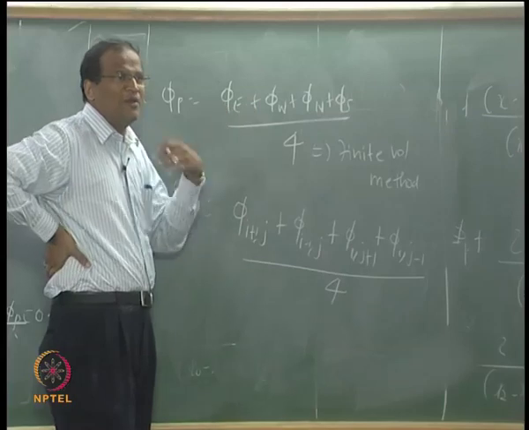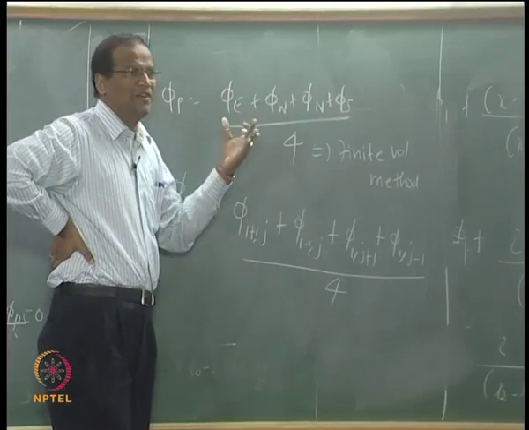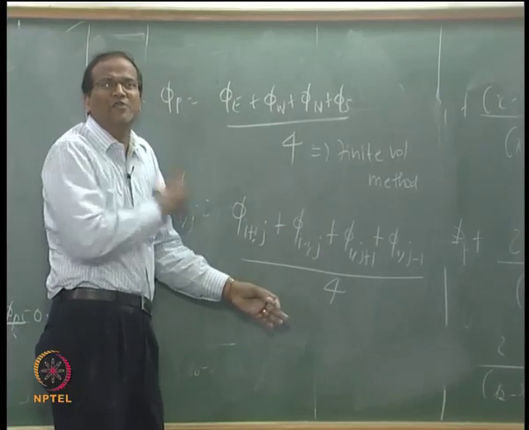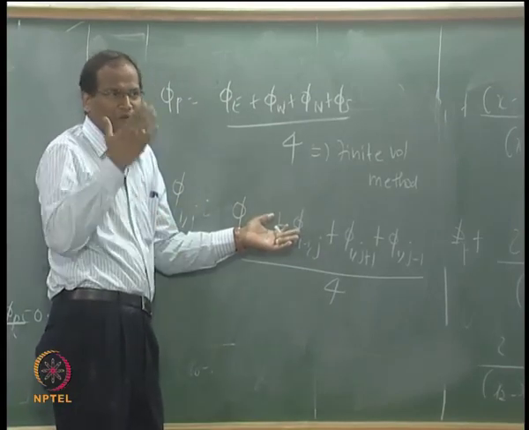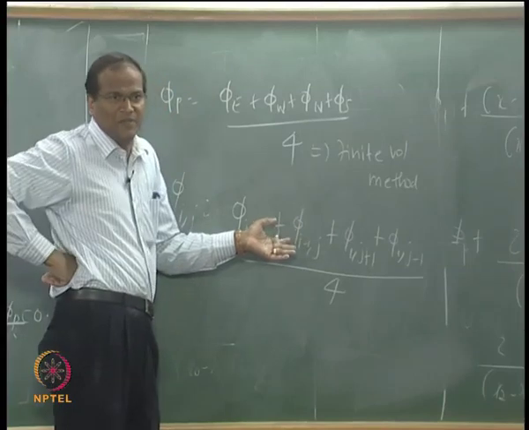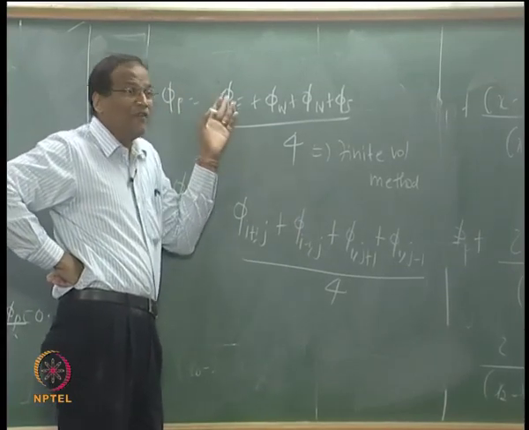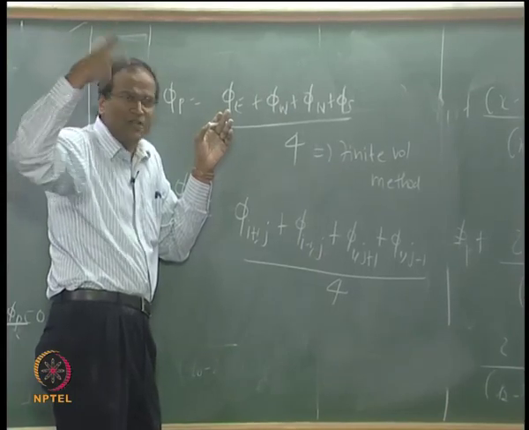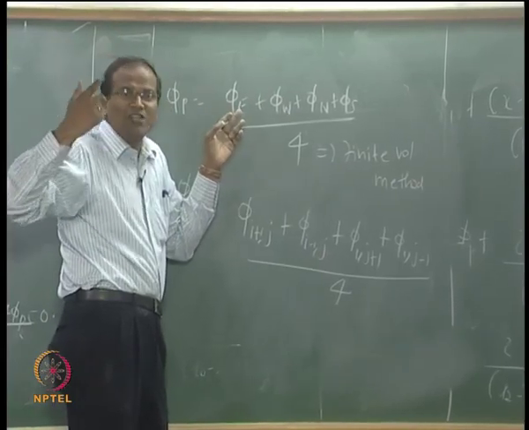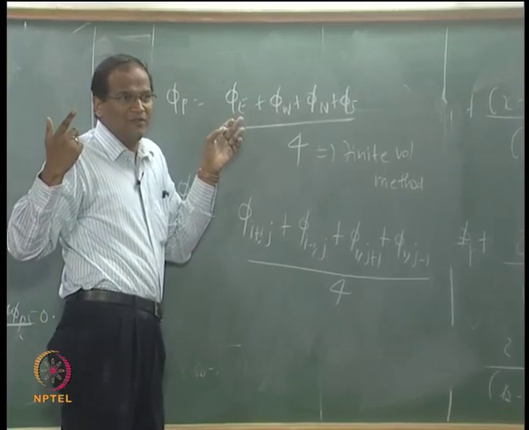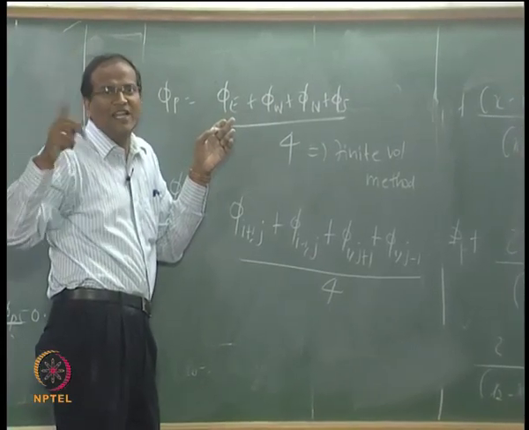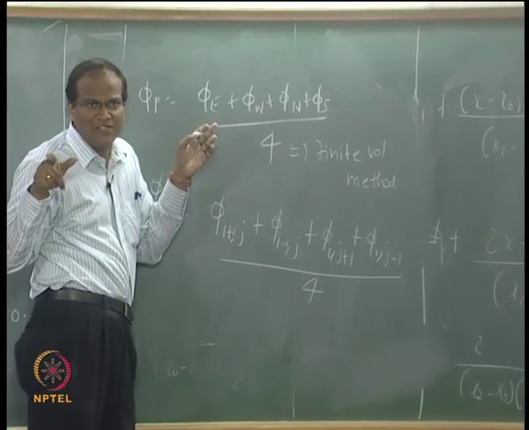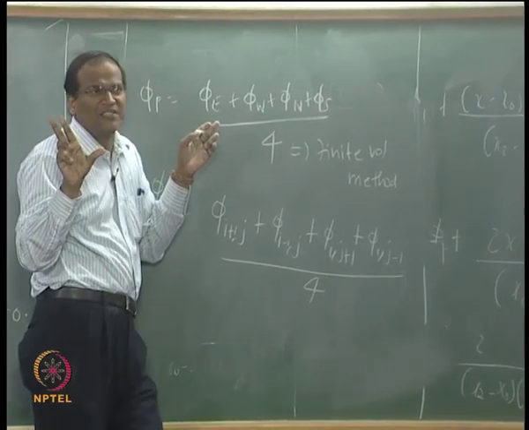So finite volume is basically a conservative scheme. It conserves mass. Finite difference basically works on Taylor series approximation. You cut it off after a certain number of terms. In the finite volume method, if you work further, you can develop what is called the finite element method. Even there you integrate the governing equation once. When you integrate the governing equations, all the partial differential equations, it will be conservation of fluxes.